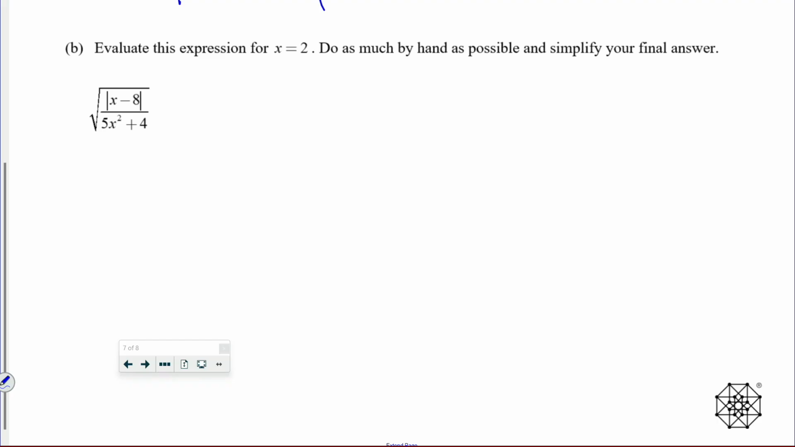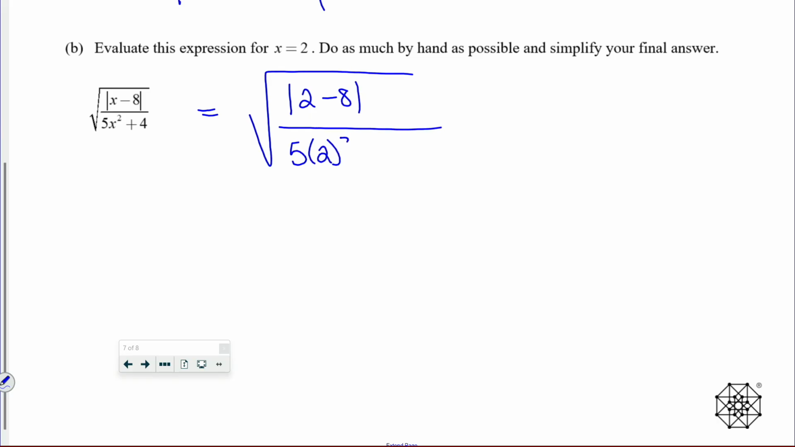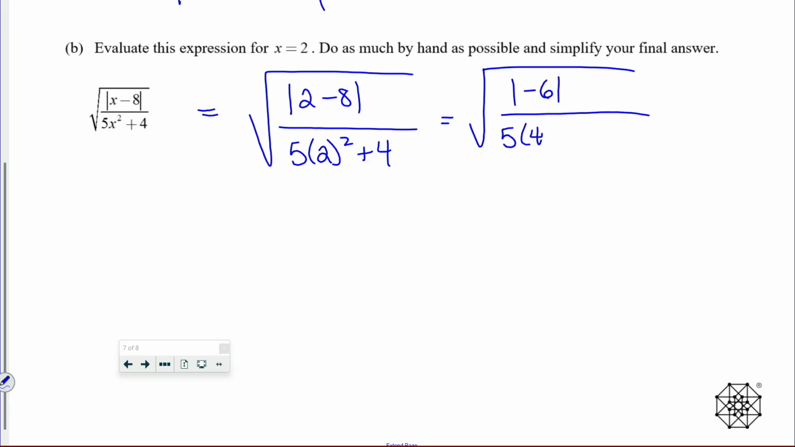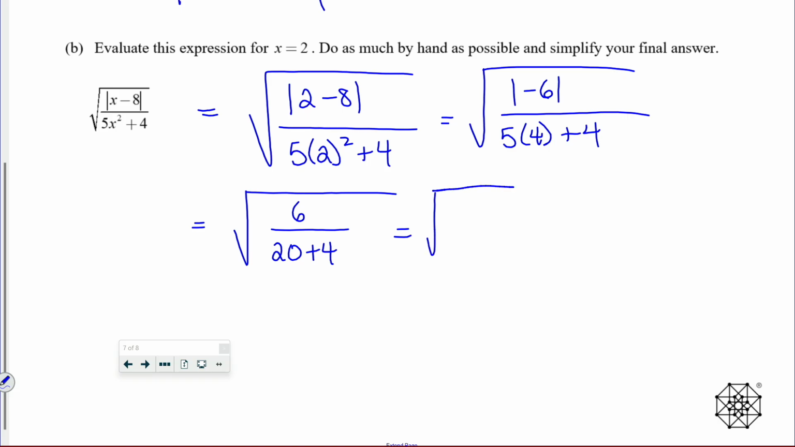For this particular problem, I'm going to substitute x equals 2 in. I'm going to have the square root of the absolute value of 2 minus 8, all divided by 5 times 2 squared plus 4. I can work on both the numerator and the denominator sort of at the same time. I'll have the absolute value of -6 in the numerator. In the denominator, I'll do that squaring first, so I'll have 5 times 4 plus 4. I can just continue working this down. In the numerator, the absolute value of -6 is 6. In the denominator, I'll then have 20 plus 4. Then I'll have the square root of 6 over 24.